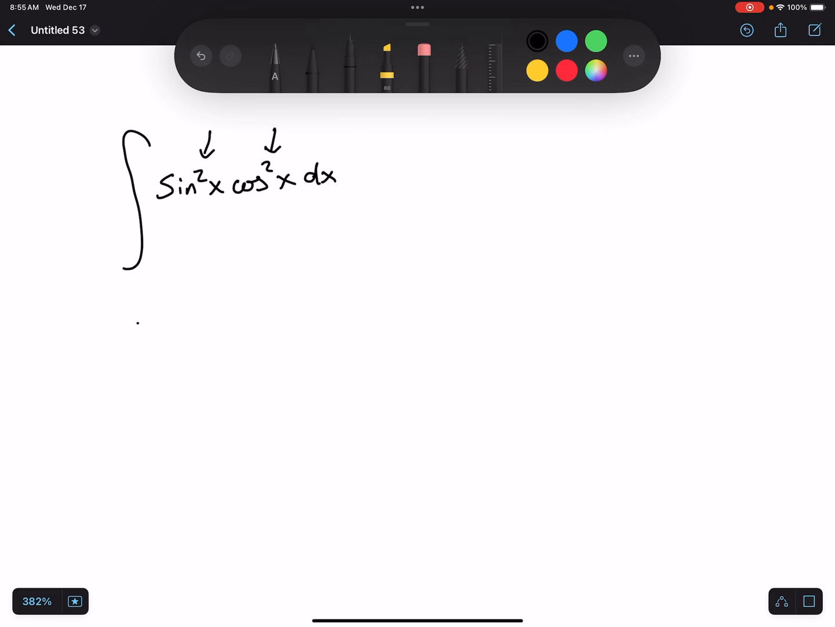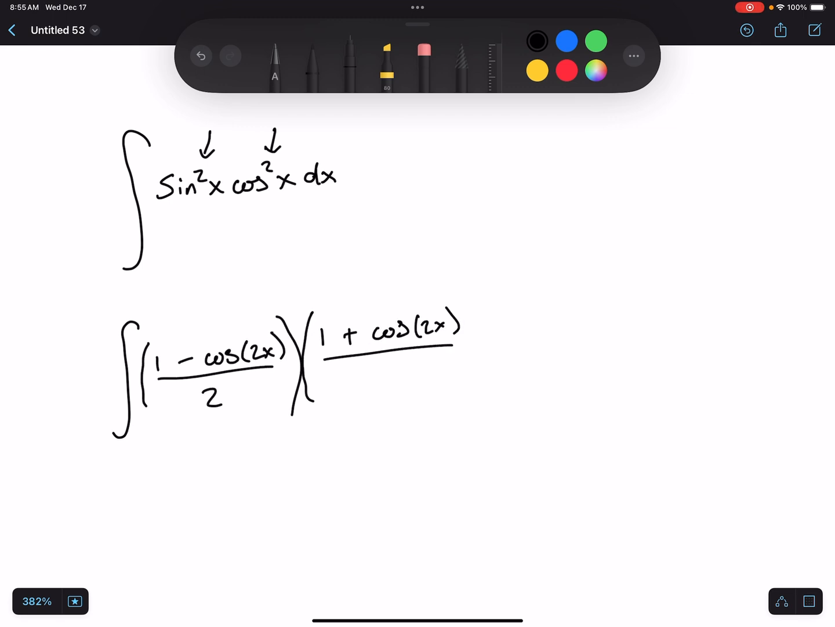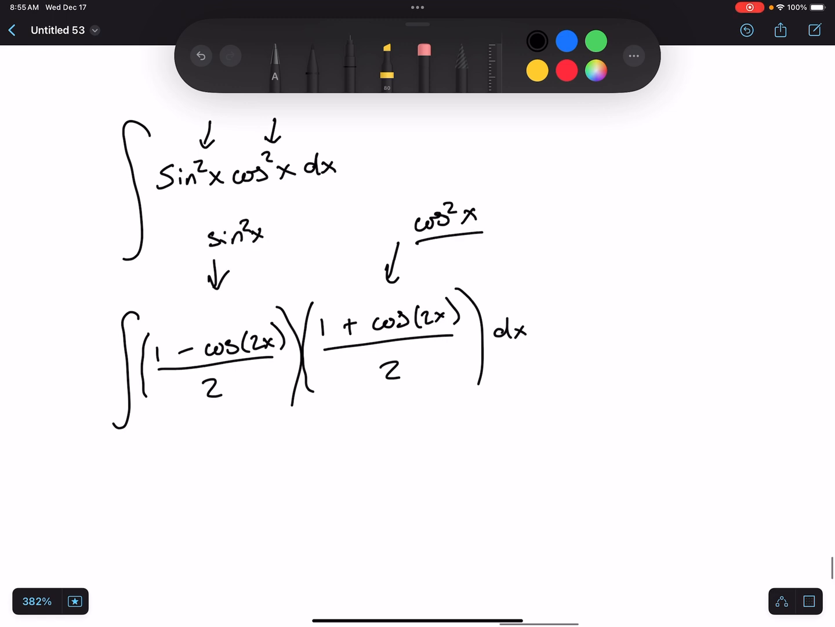And so what we can do first is we can rewrite sin² x as the integral of, in parentheses, 1 minus cosine 2x over 2. And then we'll multiply that by 1 plus cosine 2x over 2 dx. This obviously comes from cosine² x, and this one comes from sin² x. You'll notice that when it's cosine, you have a plus, and when it is sine, you have a minus.